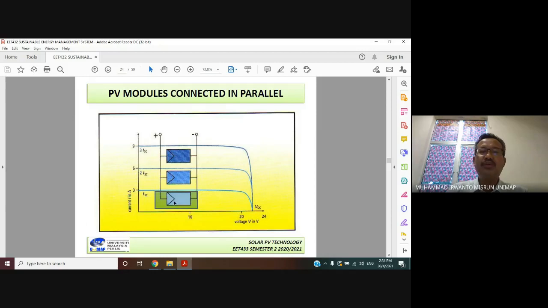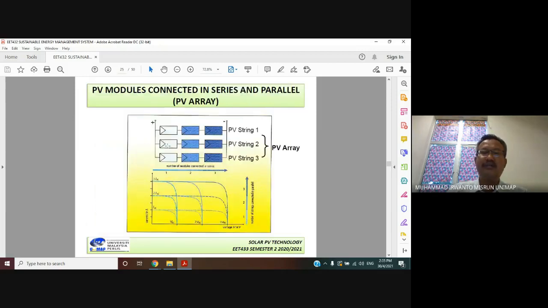3 PV modules connected together in parallel. The voltage remains constant, and the total current will be added as the summation of each PV module. If 3, the total current is 3 times 3 because 3 PV modules are connected together in parallel. 3 times 3 is 9. Or ISC, because 3, ISC times 3, 3 ISC for the total current.